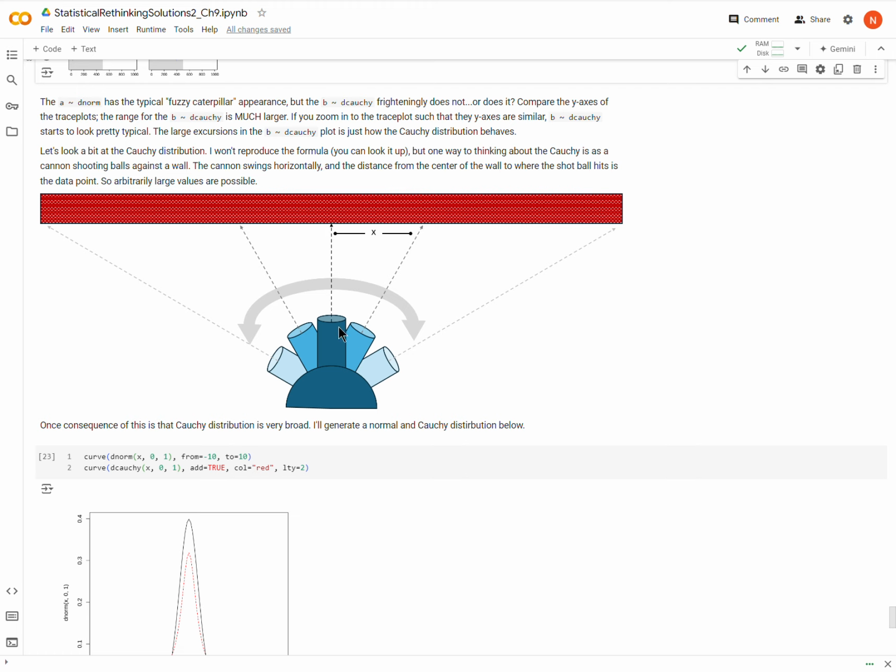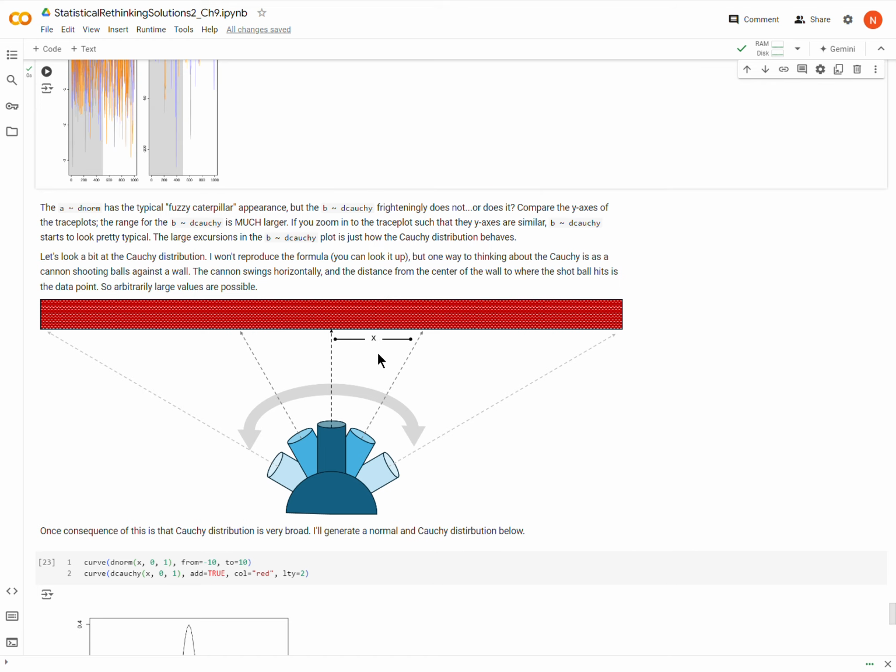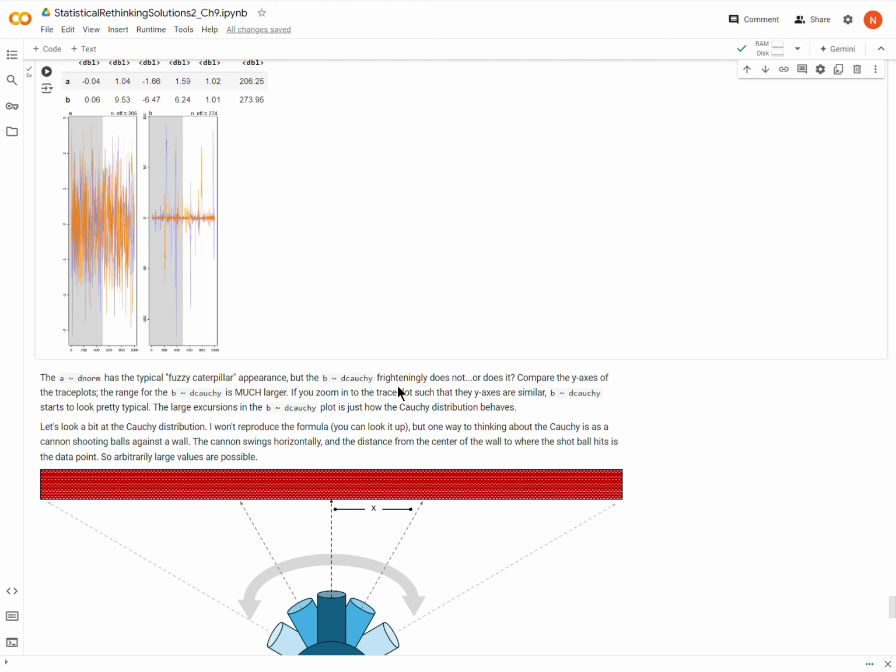Well, you can imagine this thing going back and forth and back and forth, and every once in a while, it's going to shoot at a trajectory that sends its pellet way, way, way down the wall to where X is going to be just arbitrarily large. And those arbitrarily large shots correspond to these large spikes in the trace plot.